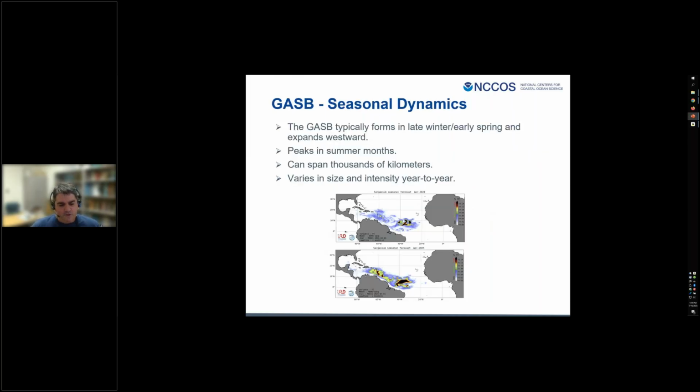Sargasso in this new belt area is itself subject to seasonal fluctuations. Mats typically form in the late winter and early spring, then move west where they peak in extent and size during the summer. The Sargasso belt has been seen expanding thousands of kilometers, but its size and intensity does tend to vary from year to year.